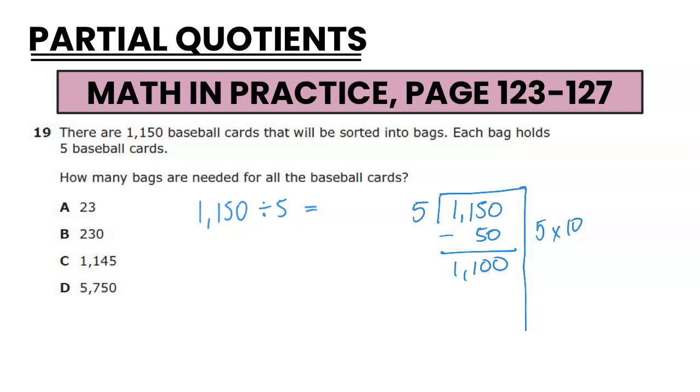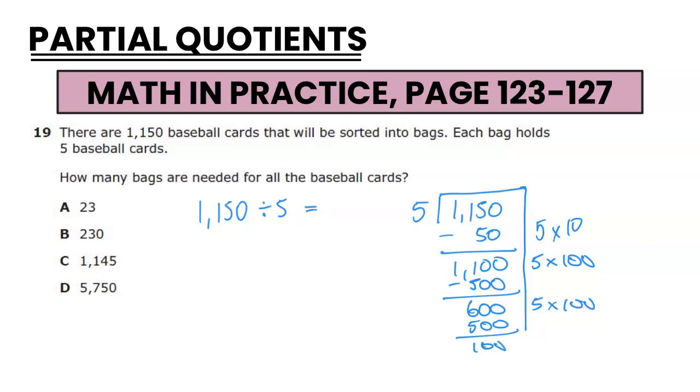Maybe we can get a little more aggressive and say, what if we put them into 100 bags? In that case, 5 times 100 would be 500, and that would leave still 600 baseball cards for us to put into bags. What we could see then is that we could go for 100 more. If we did 5 times 100 again, that is going to be 500 more, which is going to get us down to 100 baseball cards left.